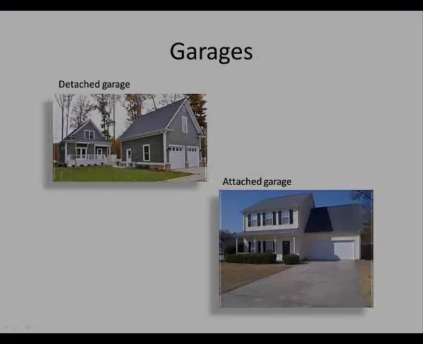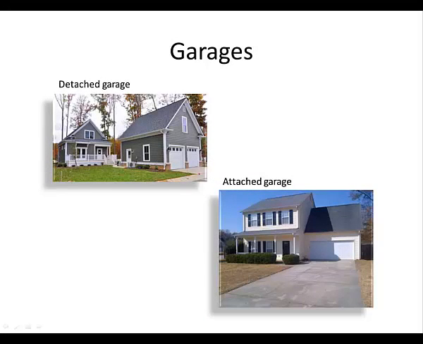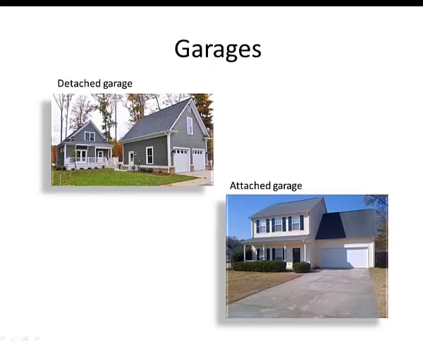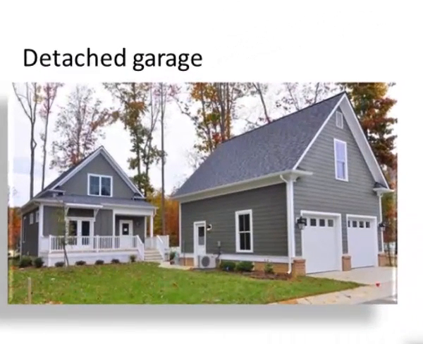We're generally only going to see two different types of garages, attached and detached. In the top left, you'll see a detached garage. This just means that the garage structure is completely separate from the rest of the house. You can see there's space between the garage and the house.